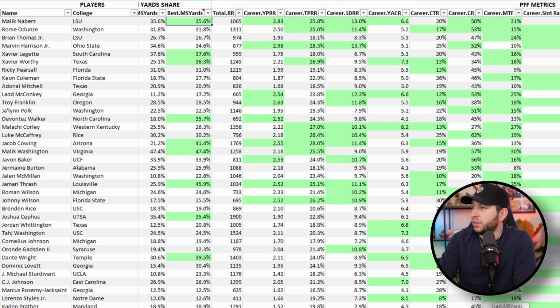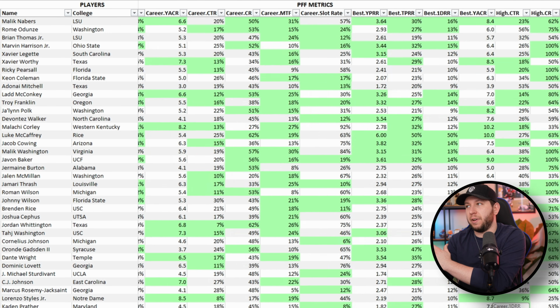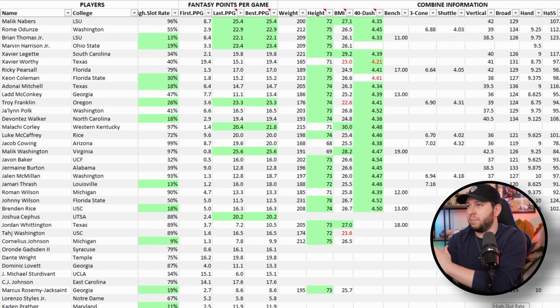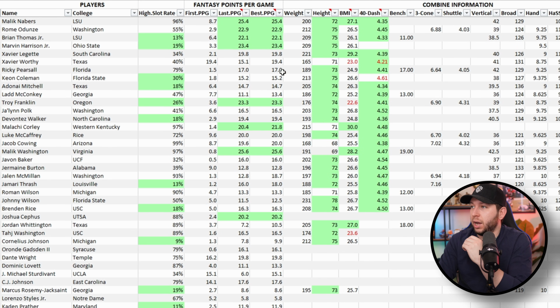Malik Neighbors obviously hit that too. I'm going to skip over all these PFF numbers for now. We will get to those in a minute, but they don't count towards my marker system. Fantasy points per game, best and last, I want to see both of those over 20.